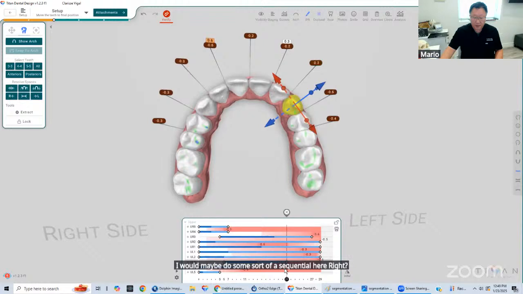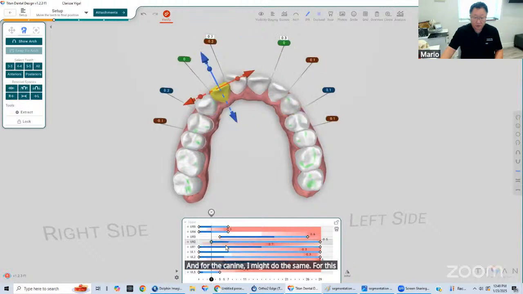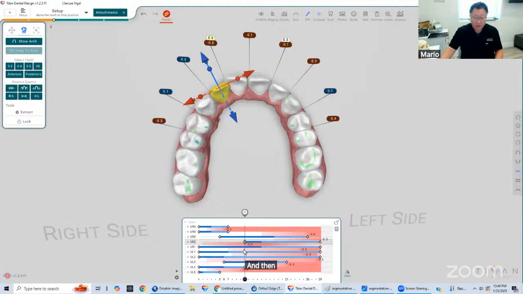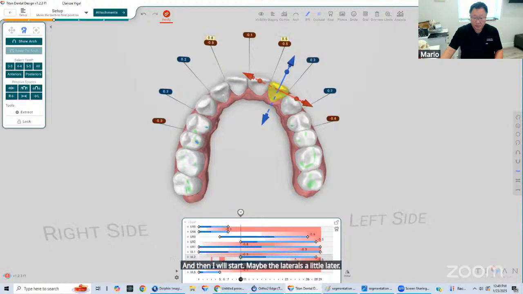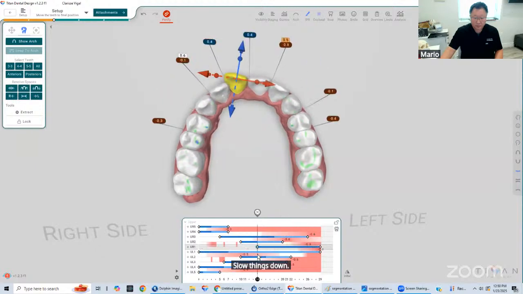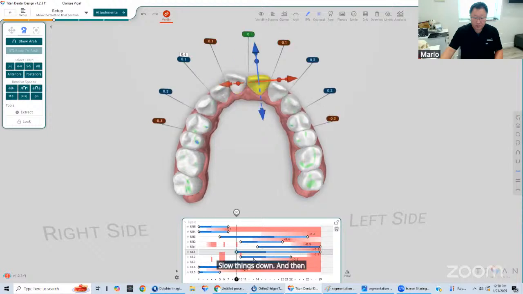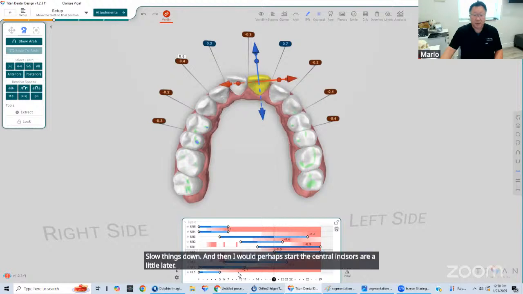And for the canine, I might do the same. For this one, I might go there. And then I would start maybe the laterals a little later, right? Give it some time. Slow things down. And then I would perhaps start the central incisors a little later, right? It depends on which one, right?